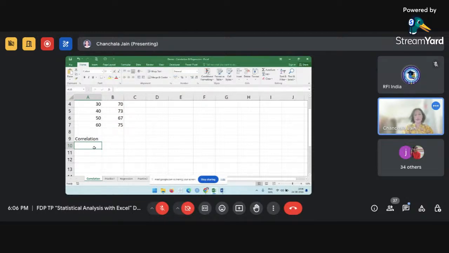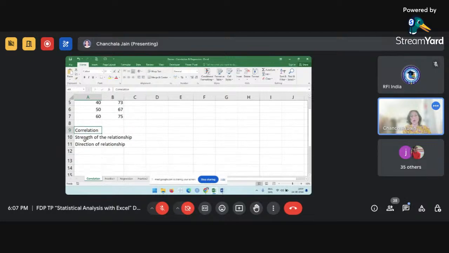Now, the main purpose of correlation is to find out the strength of the relationship. To find out the strength of the relationship, we use correlation. And apart from that, if you want to know the direction of the relationship, even then we perform the correlation test. So these are the two important parameters, the strength and the direction of the relationship. If we want to know these two things, we go for correlation.